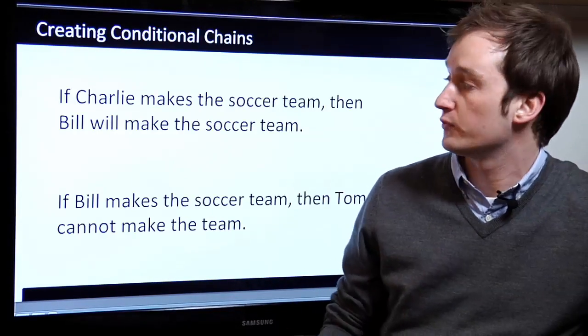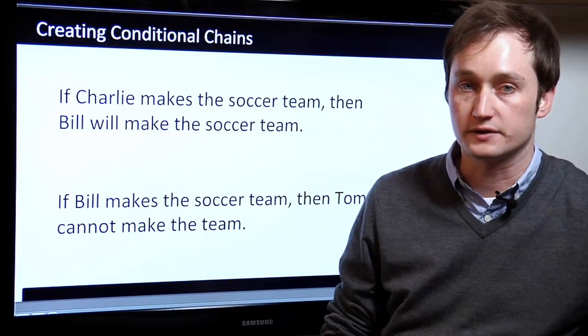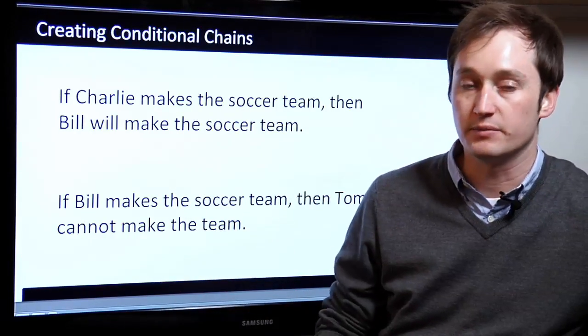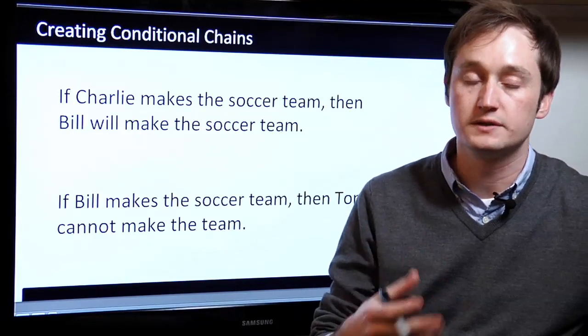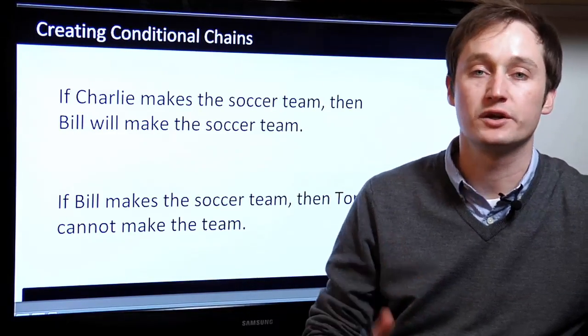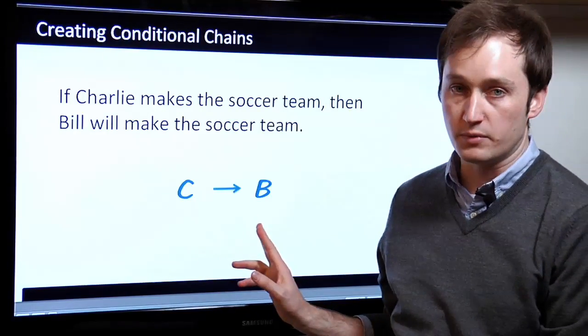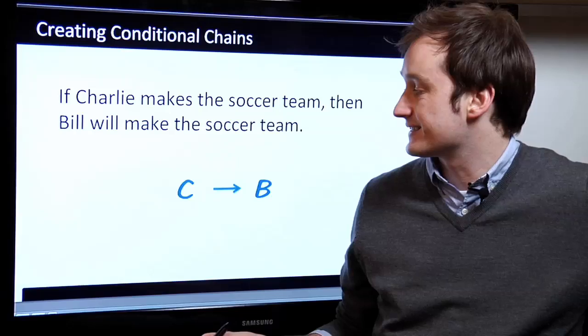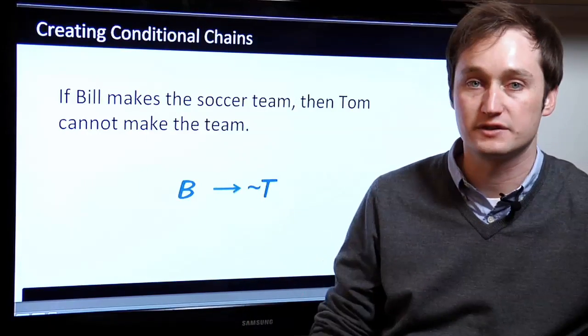Let's take an example. If we were given these two statements, if Charlie makes the soccer team, then Bill will make the soccer team. And if Bill makes the soccer team, then Tom cannot make the team. We can use the common element of Bill to combine these statements. Let's take a look at them one by one. Translate this first statement: if Charlie makes the team, then we must have Bill. And we can translate the second statement: if Bill makes the team, then we can't have Tom.